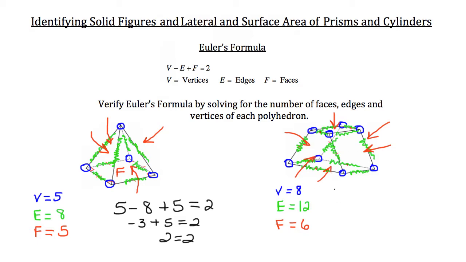Let's take a look on the right. We'll take the number of vertices, 8, we'll subtract the edges, 12, and we'll add the faces, 6. And that should be equal to 2. So 8 minus 12 is negative 4, and negative 4 plus 6 is a positive 2. So again, 2 equals 2. In this case, we're dealing with an actual prism.